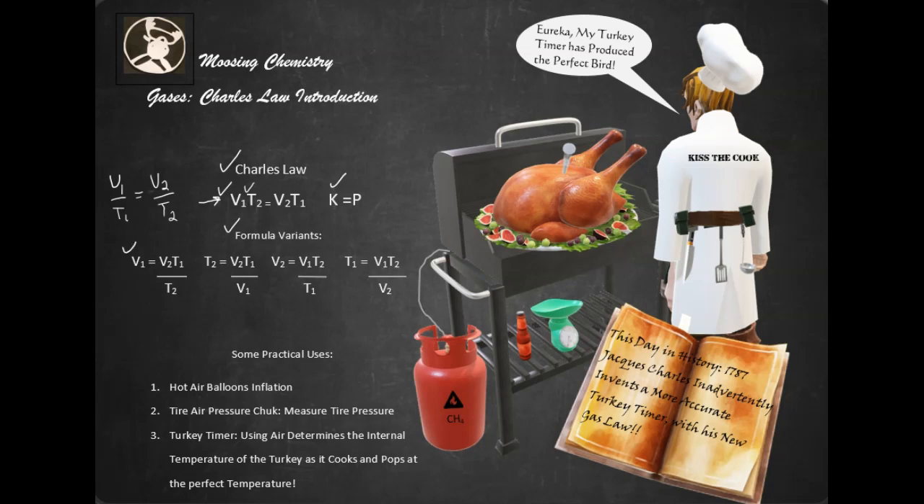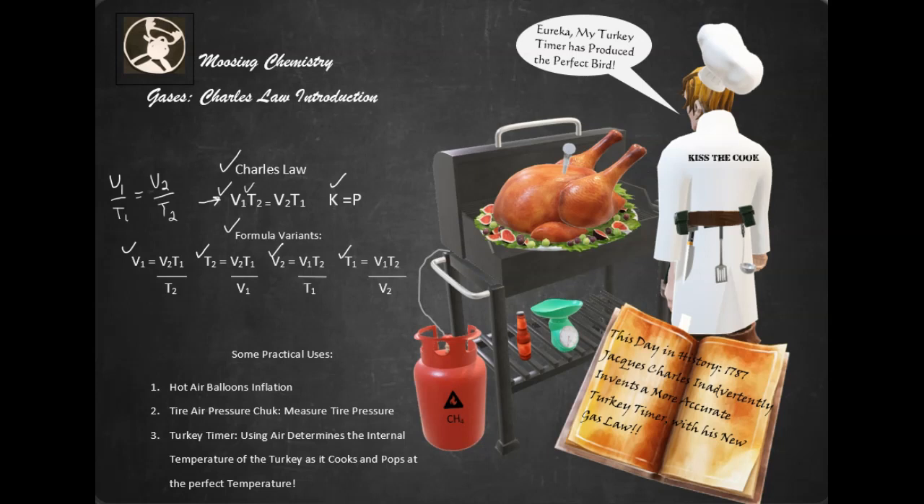Look at this: V1 equals V2 T1 over T2. If you want to know T2, T2 equals V2 T1 over V1. If you want to know V2, V2 equals V1 T2 over T1. And if you want to know T1, T1 equals V1 T2 over V2. It's also important to remember that you should keep your temperatures in Kelvin.